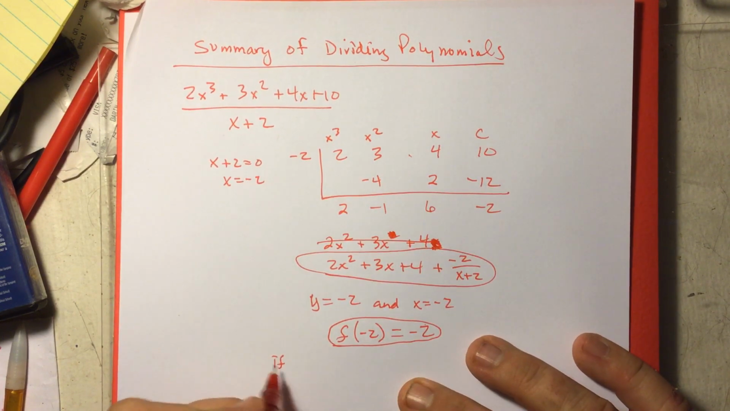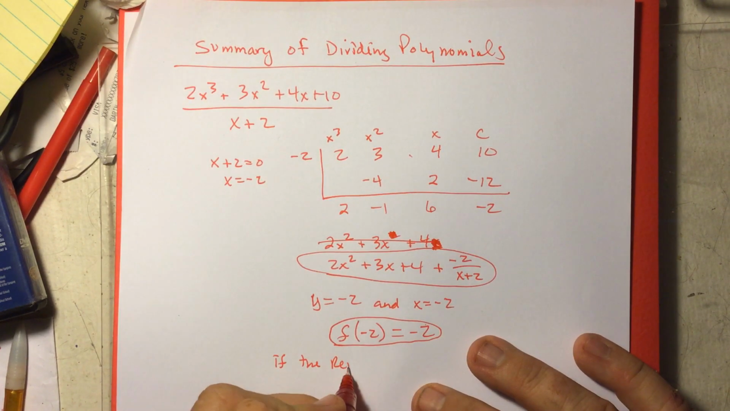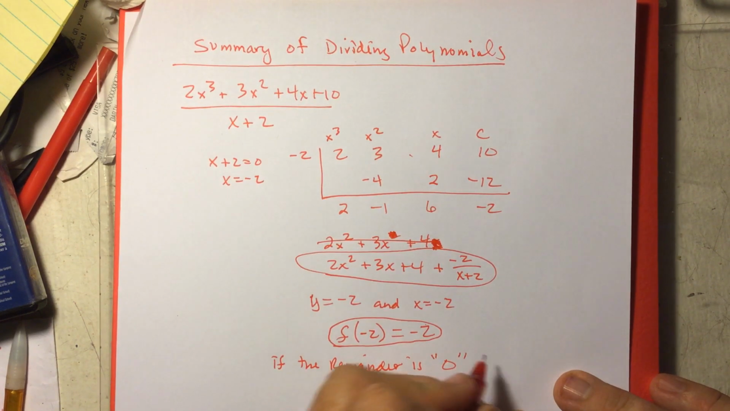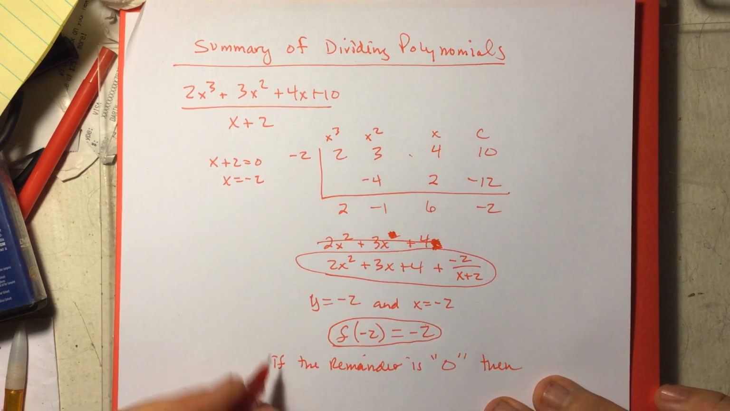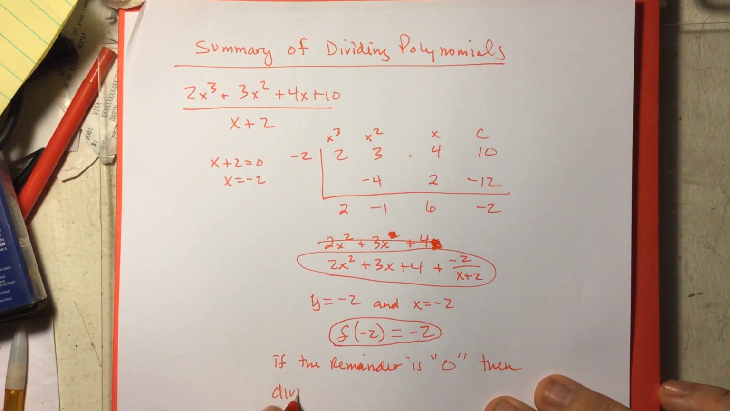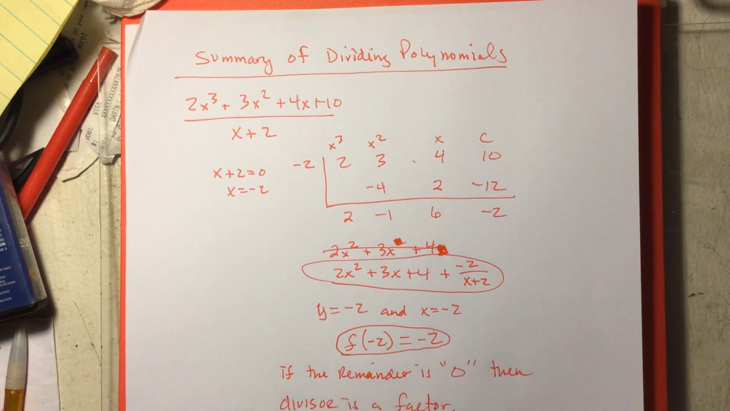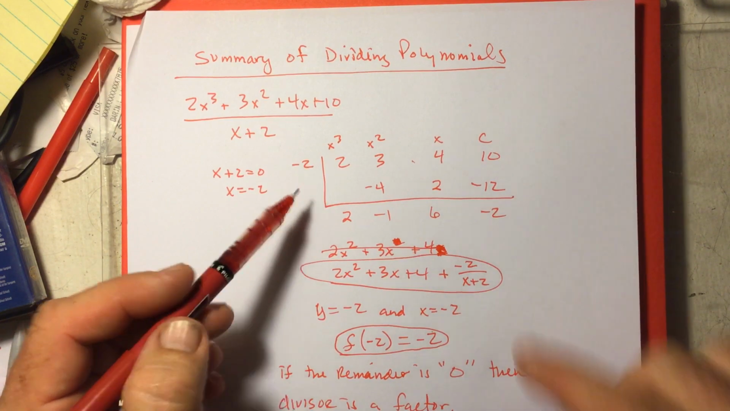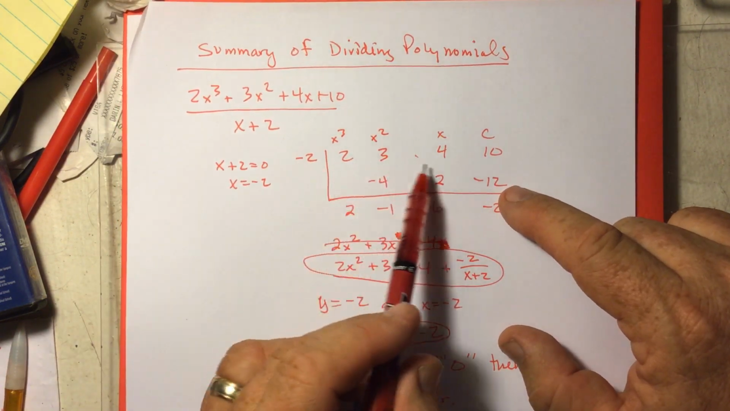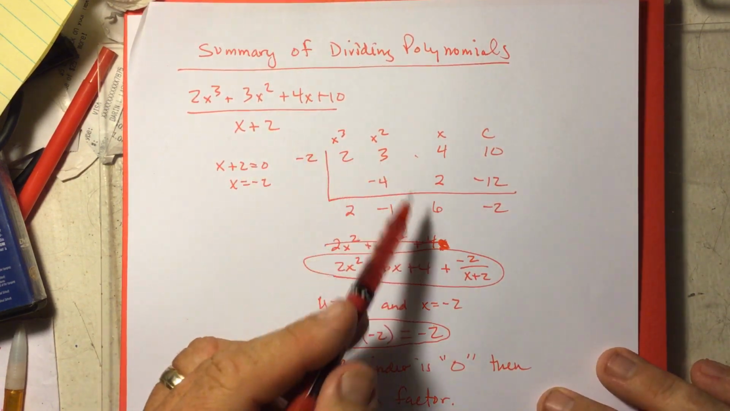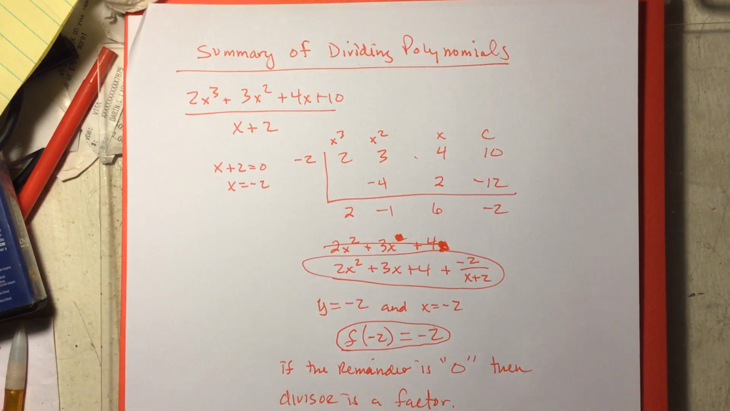One other piece is if the remainder is 0, then the divisor is a factor. And we'll get to that in the next few weeks. But just dividing polynomials, don't forget that you can set these up using the coefficients. Don't forget if there's anything missing, you can plug in a 0. So that is actually synthetic division.